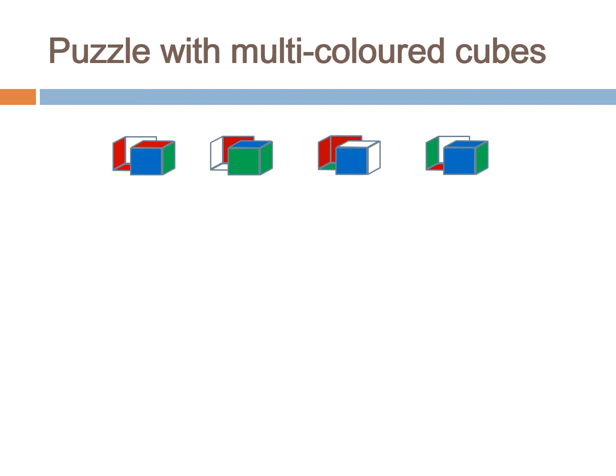Puzzle with multicolored cubes. You are given 4 cubes. The faces of these cubes are colored using 4 different colors: red, green, blue and white, such that every color appears at least once on each cube. Hence, we can see that for each cube, one face is red, one is blue, one is green and one is white. The remaining 2 faces could be of any repeating color. Both could be of some same color or 2 different colors.